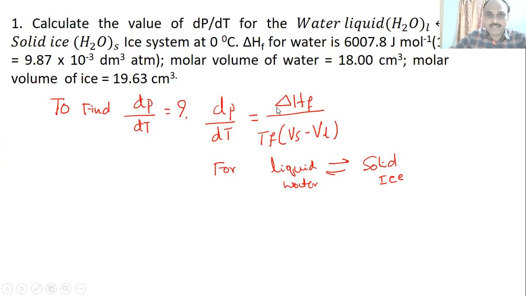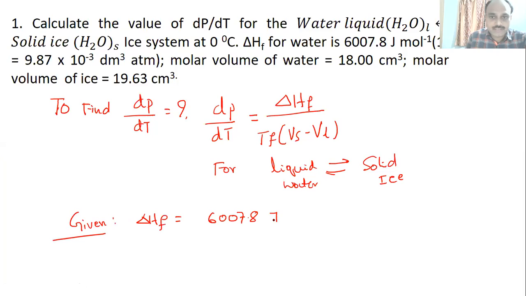Now, to calculate this, we should have delta HF. Now, we have to find out the given values. What are the given values? Delta HF is equal to 6007.8 joule per mole. Right? That is important.